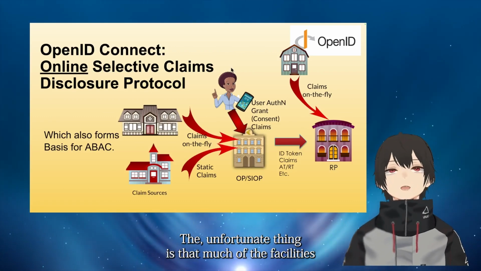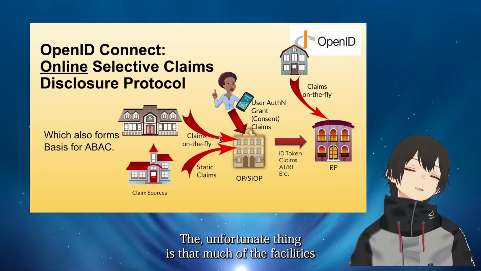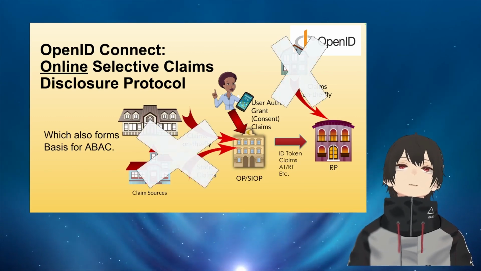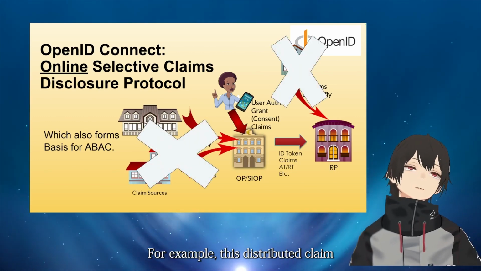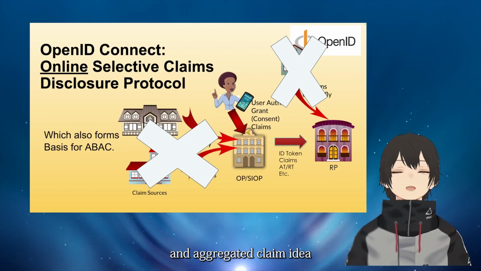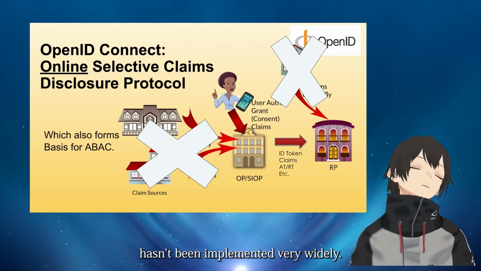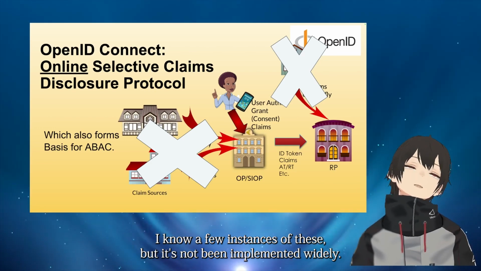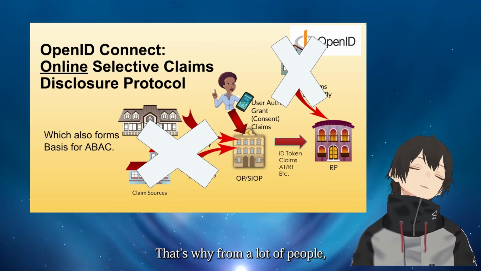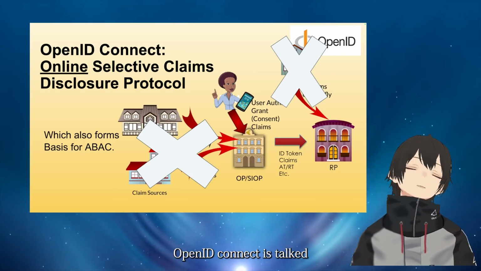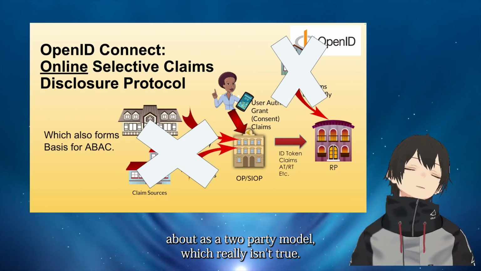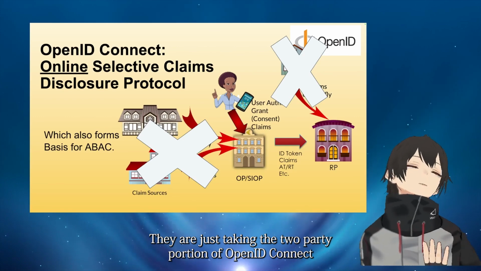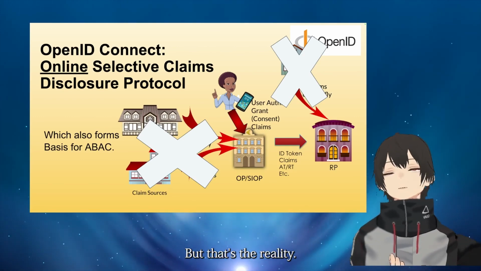So the entire framework is known to be user-centric, and that's the premise of OpenID Connect. The unfortunate thing is that much of the facilities that we have written out in the OpenID Connect specification have not been used. For example, this distributed claim and aggregated claim idea hasn't been implemented very widely. I know a few instances of this, but it's not been implemented widely. That's why, from a lot of people, OpenID Connect is talked about as a two-party model, which really isn't true. They're just taking the two-party portion of OpenID Connect, but that's the reality.